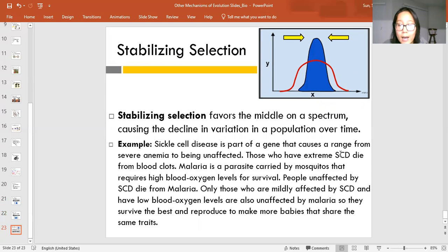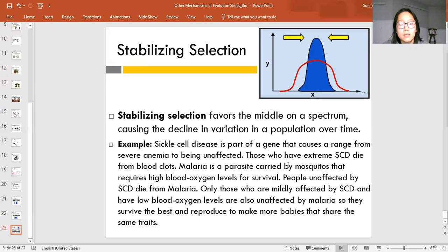So those who have extreme sickle cell disease die from blood clots because their blood cells, instead of being round, are kind of moon shaped and they get caught on each other really easily inside of your blood vessels and get clotted, and they can cause heart attacks and strokes, and so people die quite often from that. Malaria is a parasite in a lot of regions, for example in Africa, where they are carried by mosquitoes, and when you get bitten by mosquitoes too much, they can inject the malaria parasite into you.